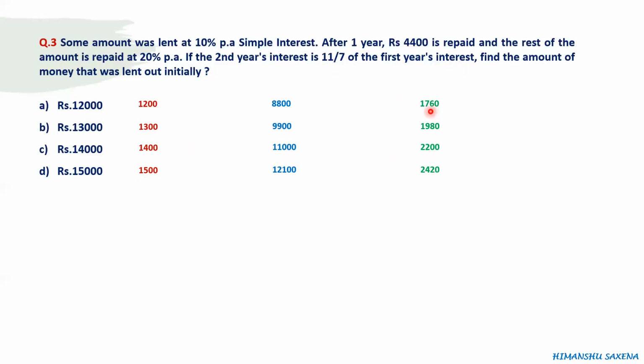Now which of these numbers is 11 by 7 of these numbers, right? You can straight away find that if you just scan these numbers, these two numbers are in the ratio of 11 by 7, right? So this number is 11 by 7 of 1400. So our answer would be C, 14,000.